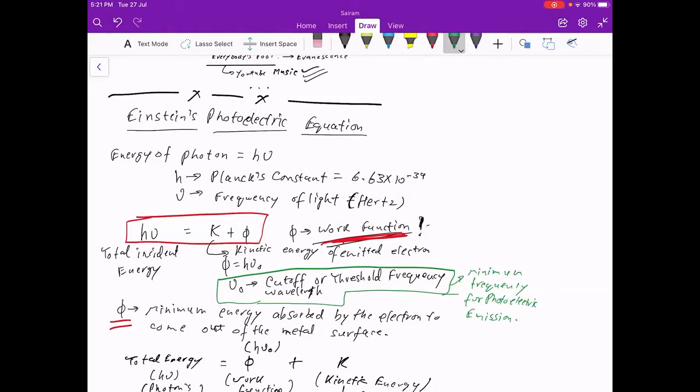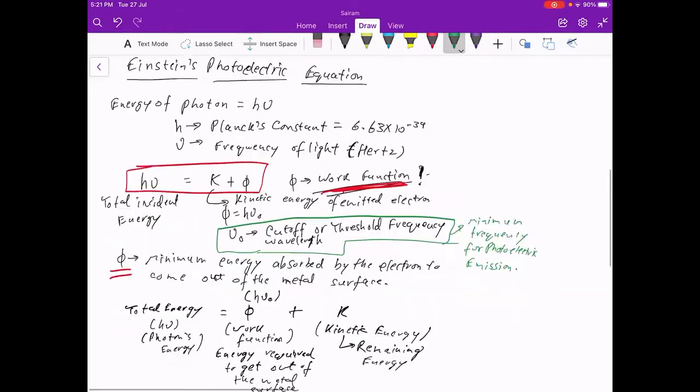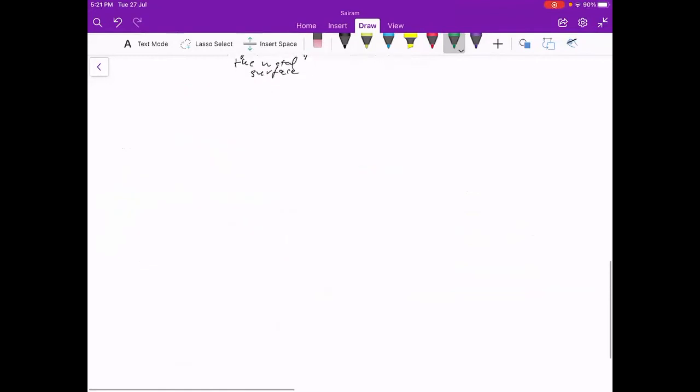Now, the main thing that we are about to discuss is how this photoelectric effect depends on different things. Like, for example, if I draw the graph between photocurrent, we'll discuss that in a while.